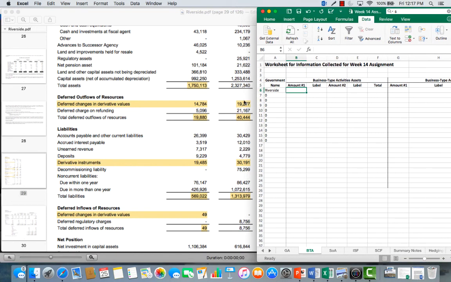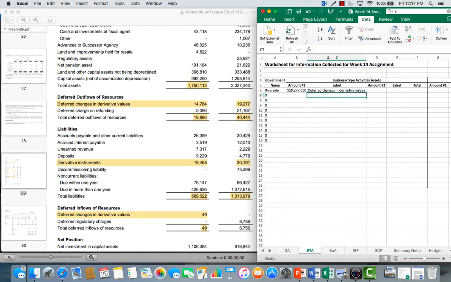So the amount for the business type activities for the deferred outflow of resources is $19,277,000. The label is the same one we had before, deferred changes in derivative values. Obviously that's too big for the cell here, so you can expand the size of the cell to fit it if you'd like. The total deferred outflows for the business type activities is $40,444,000. That's the amount right there.